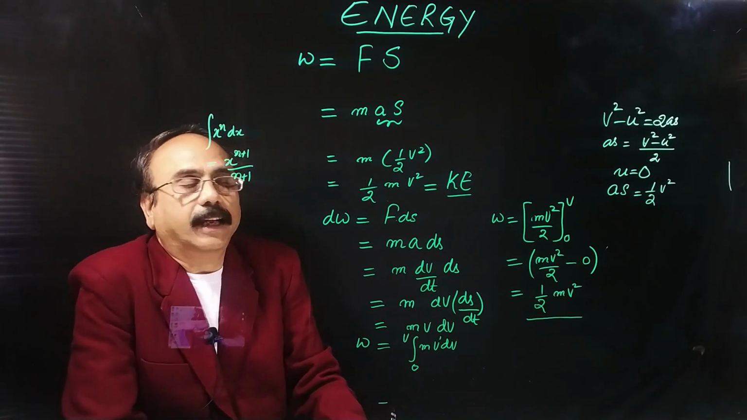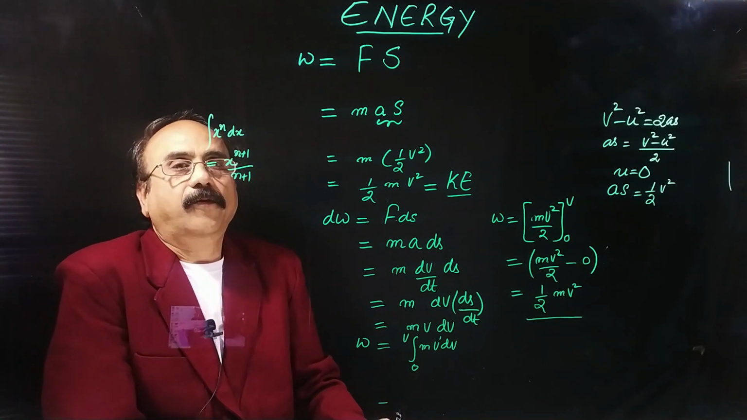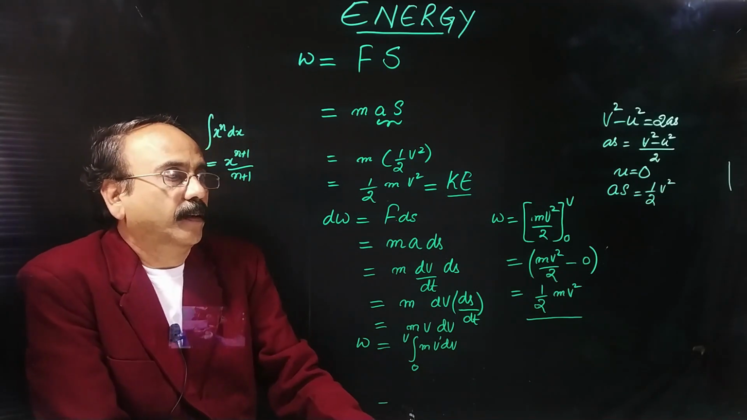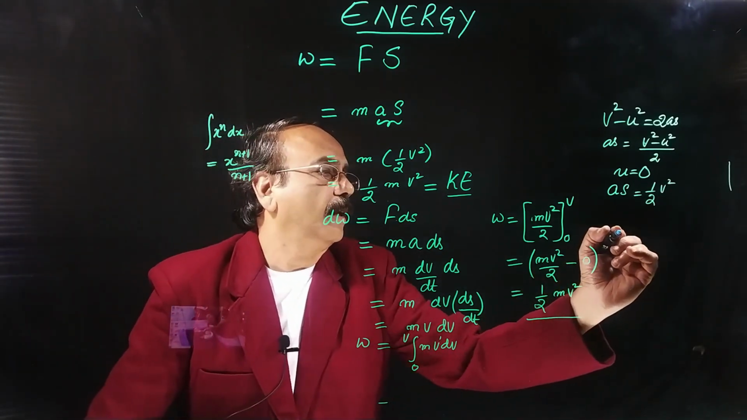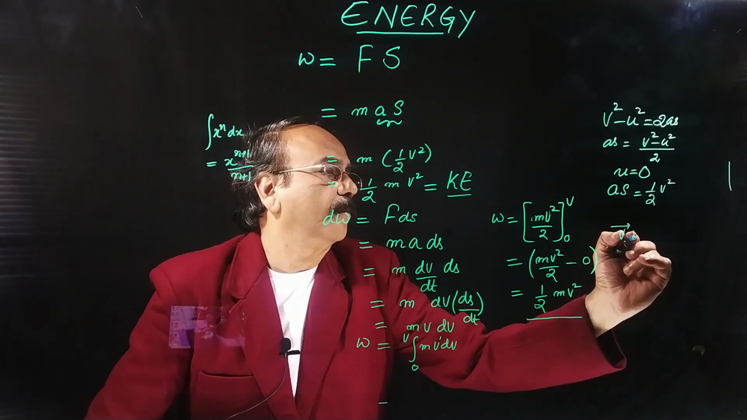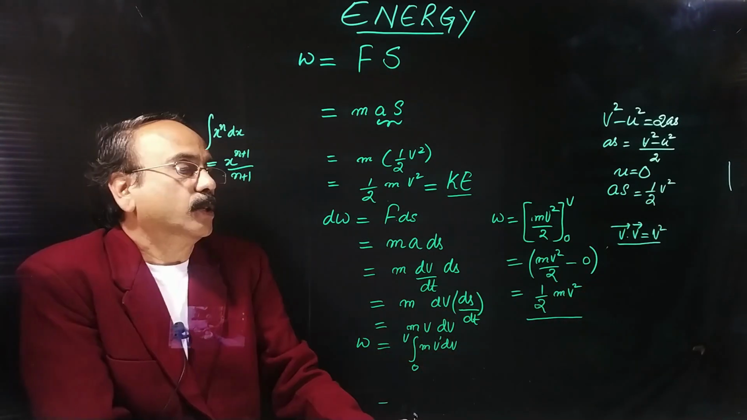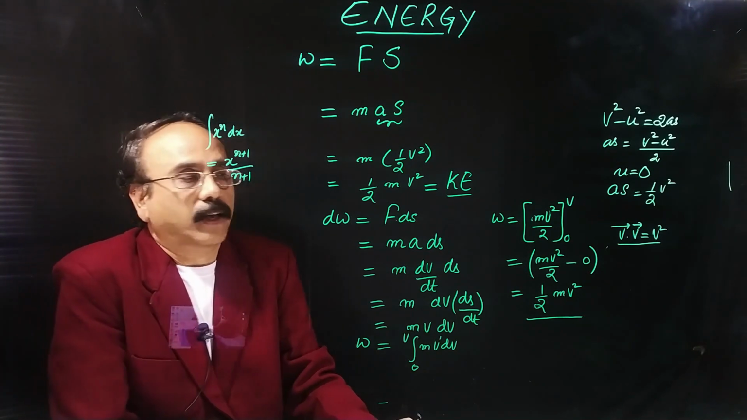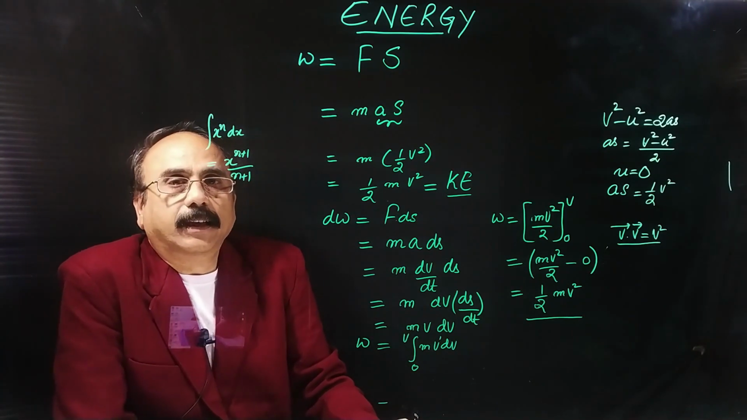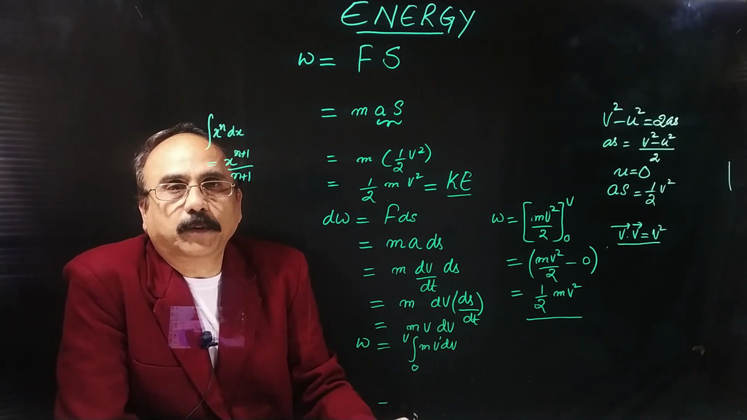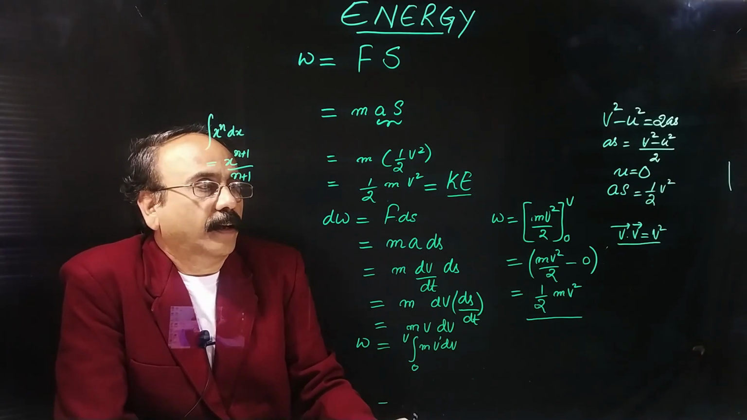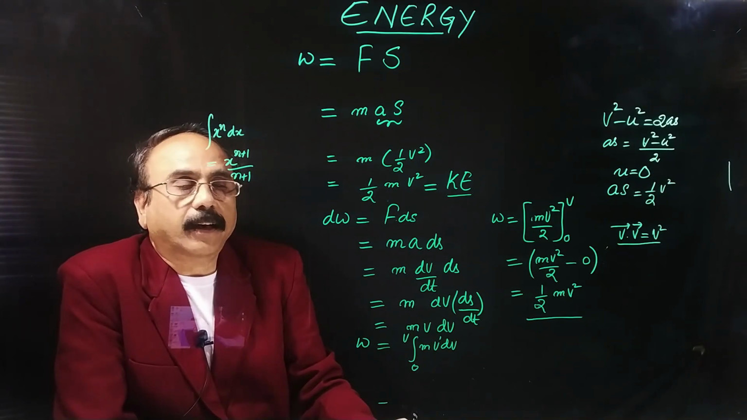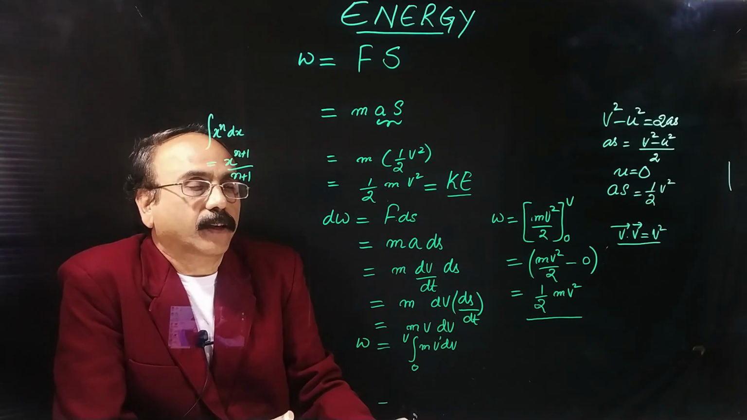This kinetic energy is a function of speed. v square is nothing but v dot v, so it is a scalar product. So kinetic energy K is directly proportional to v square. So what does it tell us? Suppose if you increase the speed, then the kinetic energy is also increased.